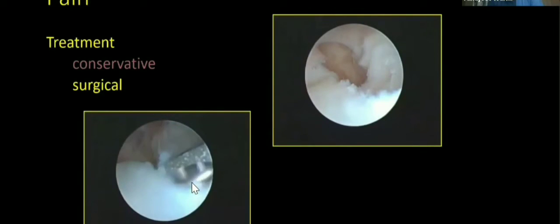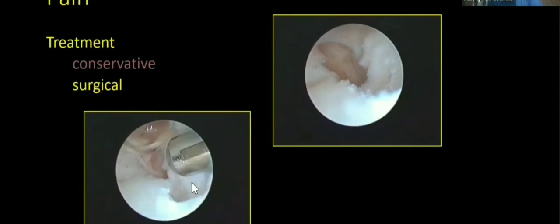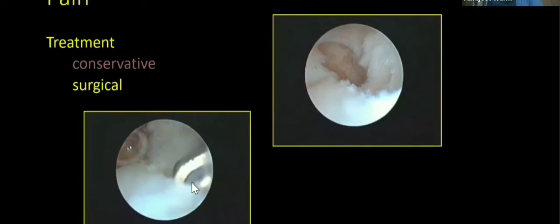And when you put in your scope, you would find either a peripheral tear, a central perforation of the TFCC, synovitis, and just a simple debridement. If it is a peripheral tear, you would repair it, and that would give you a good outcome, or the patient would be relieved of his symptoms.